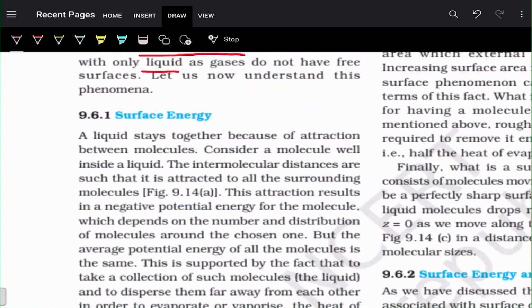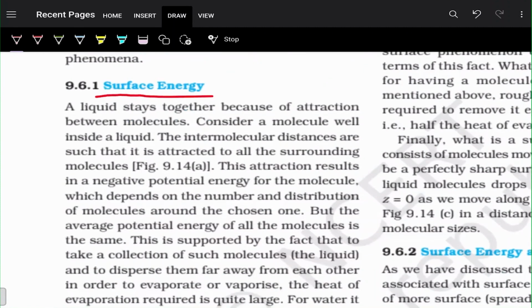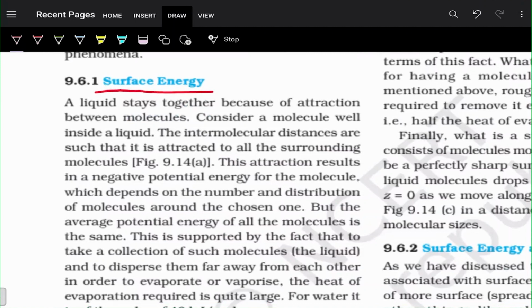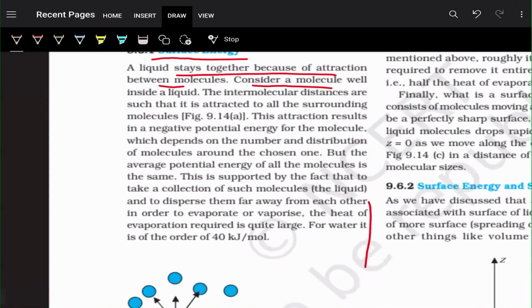What is surface energy? A liquid stays together because of attraction between molecules. So, because of the attraction between molecules, the liquid stays together. Consider a molecule well inside a liquid.